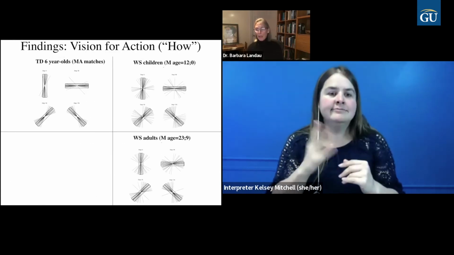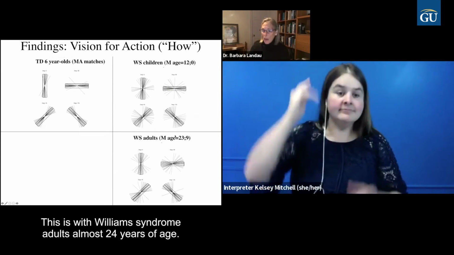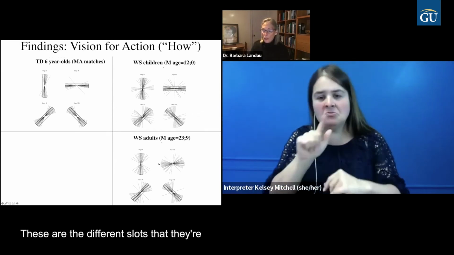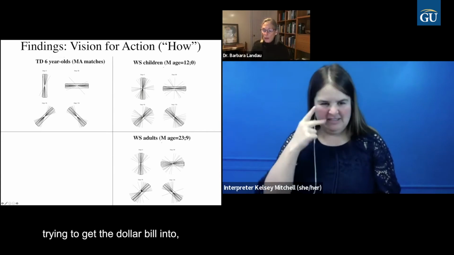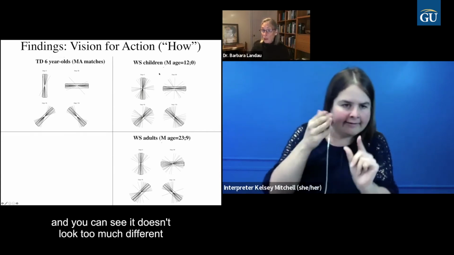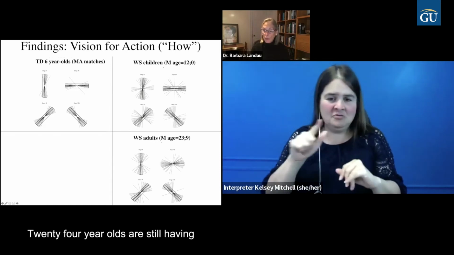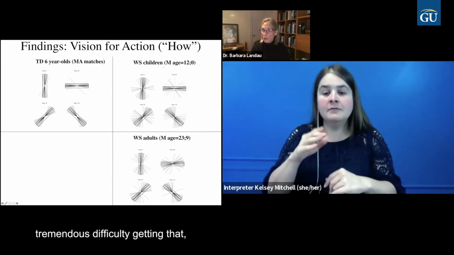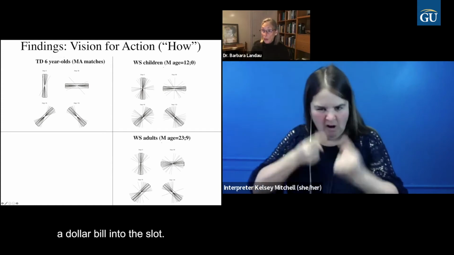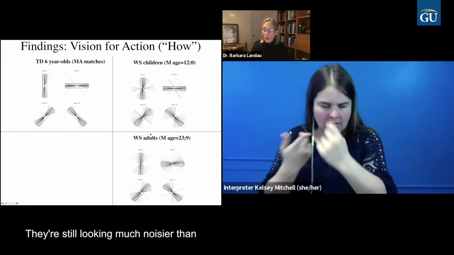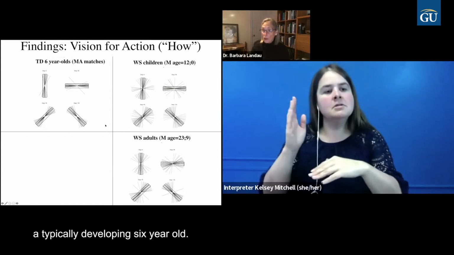This is with Williams syndrome adults, almost 24 years of age. These are the different slots that they're trying to get the dollar bill into. And you can see it doesn't look too much different from the individuals who are 12 years old. 24-year-olds are still having tremendous difficulty getting that dollar bill into the slot. They're still looking much noisier than a typically developing 6-year-old.